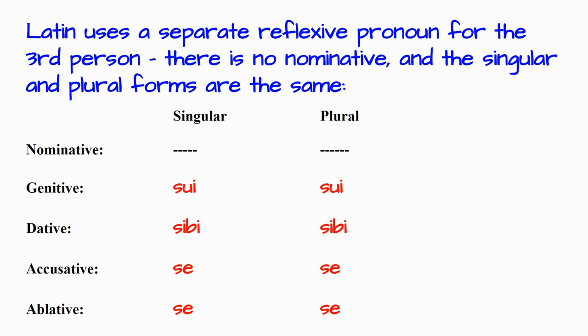No nominative, and starting with the genitive: sui, sibi, se. And whether it's himself or themselves, same form. Notice it's very similar to the second and first person pronouns. Remember the second person: tu, tui, tibi, te. First person was ego, mei, mihi, me. So it kind of follows the same pattern. Sui, sibi, se. That's our reflexive.